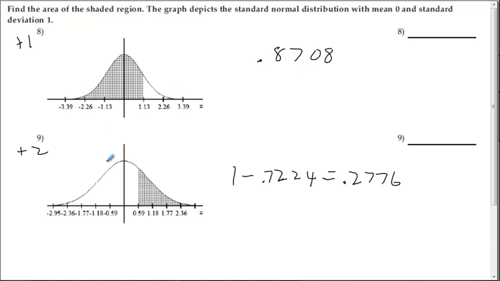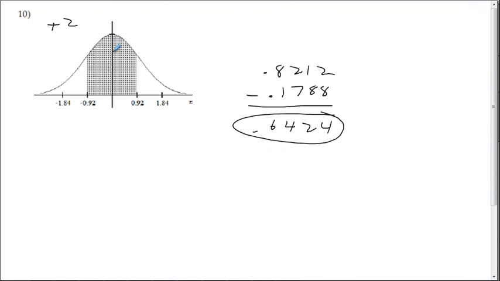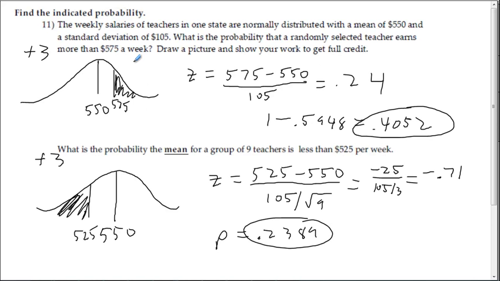All right, on 8, just look up 1.13 in your z-table, and there it is, 0.8708, area to the left. If you want area to the right, you take a 1 minus, and if you look up 0.59 in your z-table, you get this 0.7224. 1 minus that is the area to the right. And then on 10, it's the area between, so you look up 0.92 in the z-table, and you get 0.8212, and then look up negative 0.92, and you get 0.1788. And to find the area between, you take the difference. So that's the area to the left minus this area to the left gives you the area between, which is about 64%.